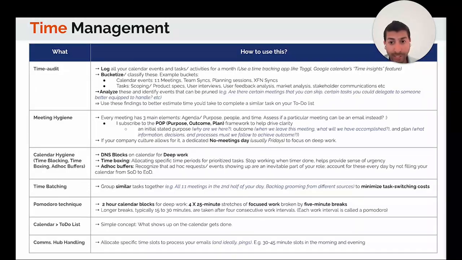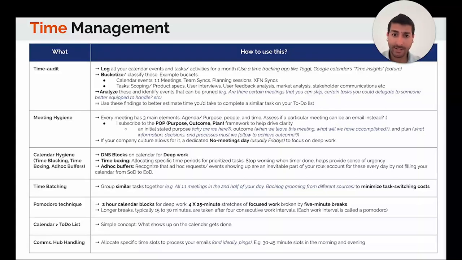And here's what you can do periodically to be able to do that. So you start with logging all your calendar events and activities for a month, or you can start with 2 weeks, right? The look back window doesn't matter. The idea is to be able to log these events over a decent amount of time. And there are a bunch of apps out there that can help you do that, like Toggl. Google Calendar has this nifty feature called Time Insights. Use whatever, it doesn't matter.